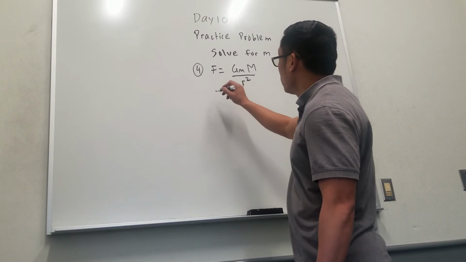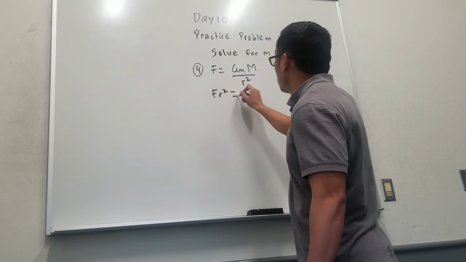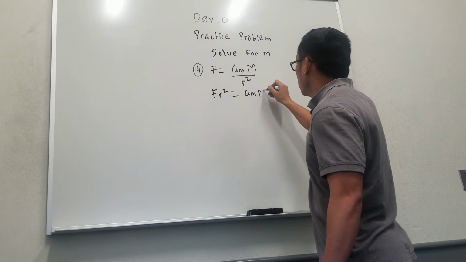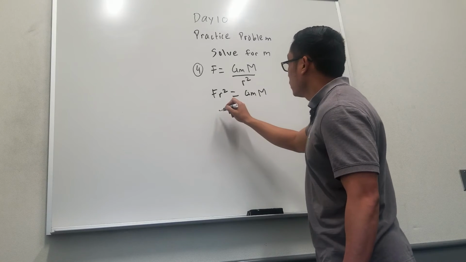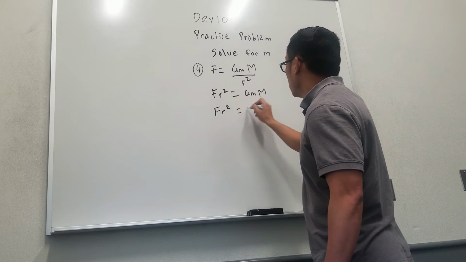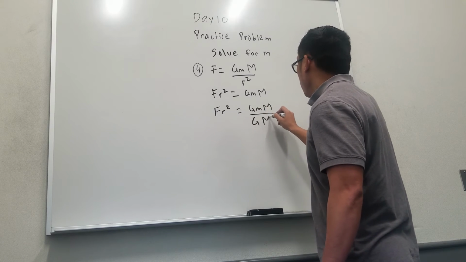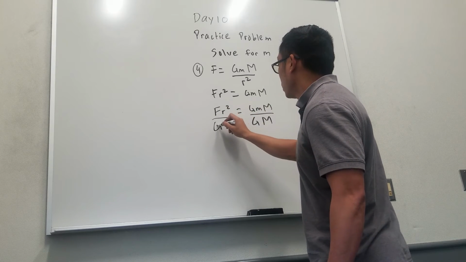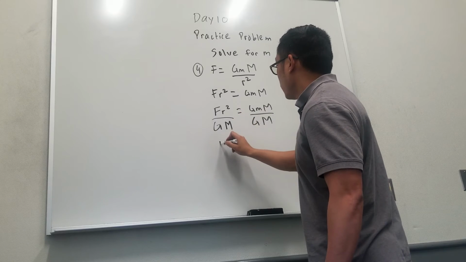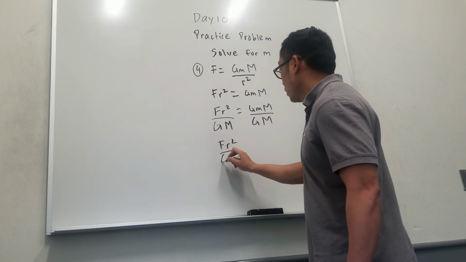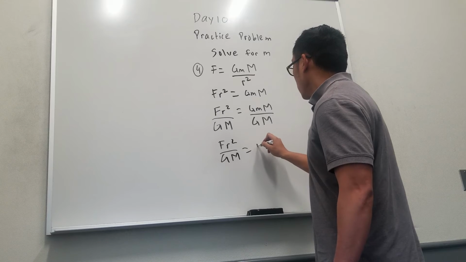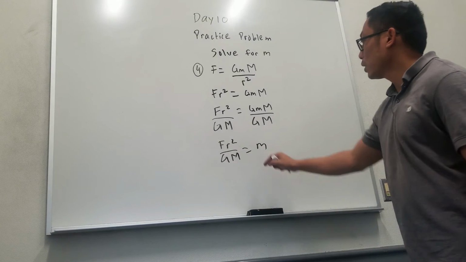Okay, so what do we do? Multiply by r squared to both sides. You get G M m over m. Right, I want m by itself, so I gotta divide by what? G and M, G and M. So I have F r squared over G M is equal to little m. That's it. Our goal is to solve for m, and we did that.